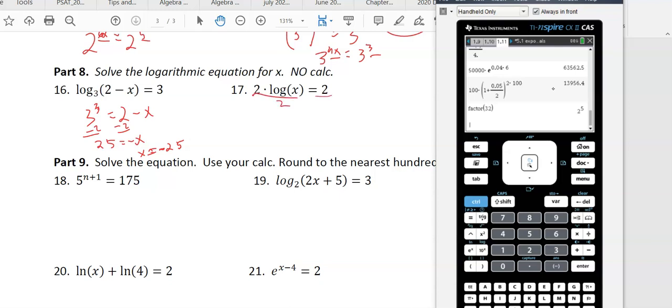Move this over to the other side first. So you get log of x equals 1. Change the form, understood the base is 10, so this would be 10 to the first equals x, so x equals 10.